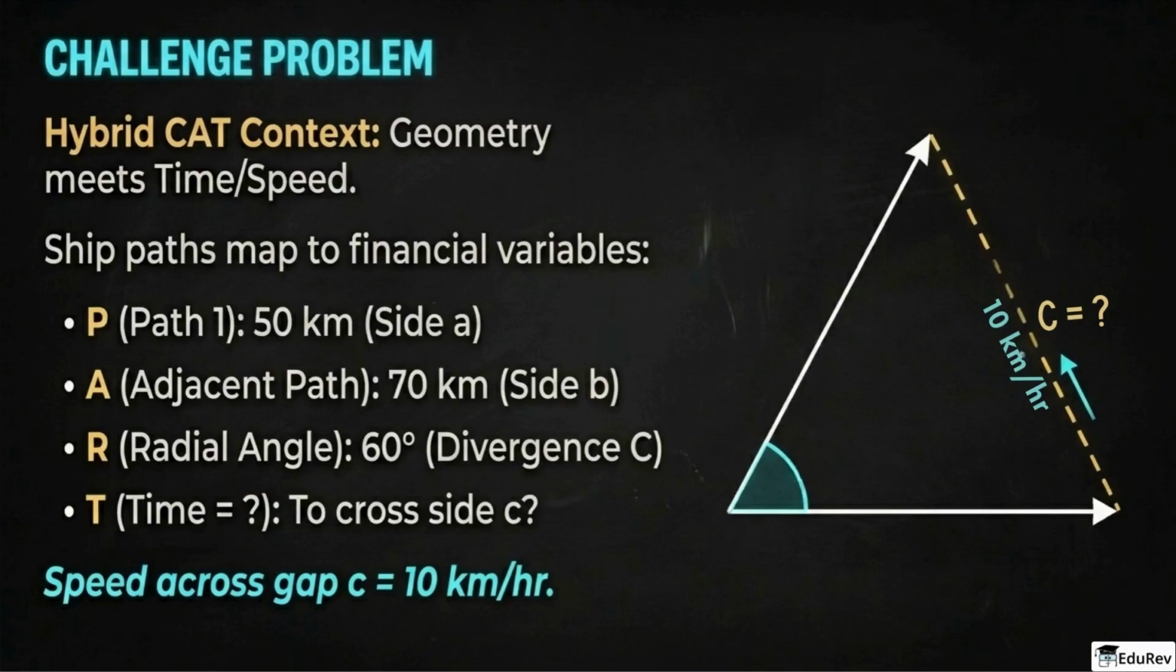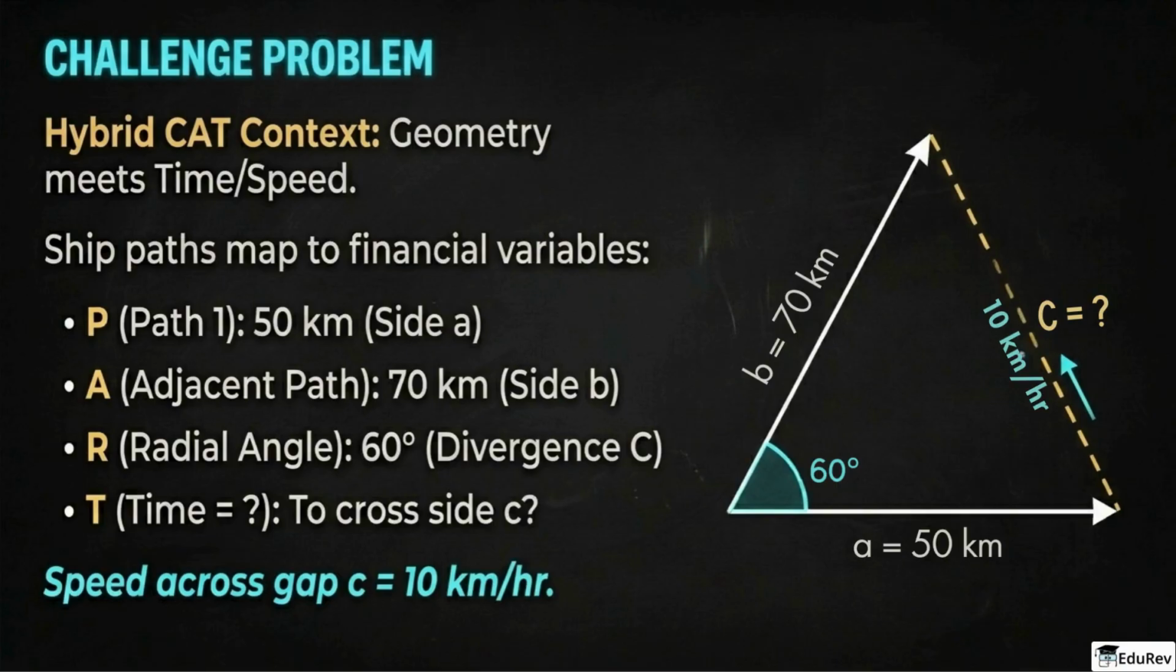This is a hybrid setup where geometry meets time and speed. You're given two sides, 50 kilometers and 70 kilometers, with an included angle of 60 degrees, and the third side C represents the gap to be covered. So the first instinct should be geometric. This is the triangle problem before it's a speed problem.